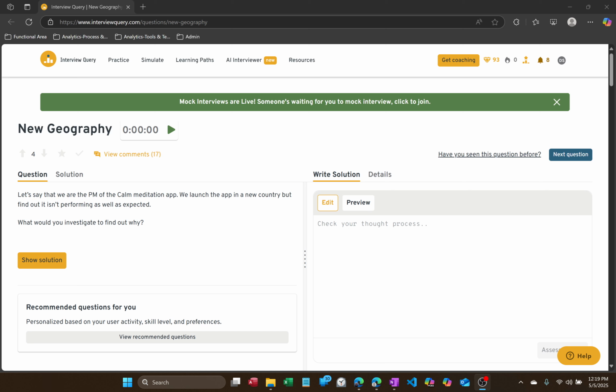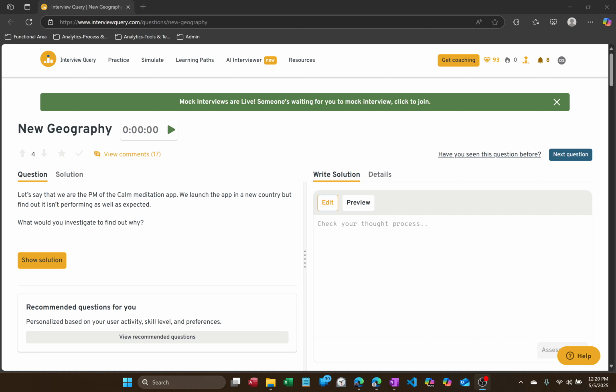To do this, we'll start with asking clarifying questions. Second step is to brainstorm some hypotheses. Third step is to validate those hypotheses using some charts and metrics. And the fourth step is to provide some recommendations on what the next steps are. So let's get started. I'll try to get this in within 9 minutes. So first, let's get started.